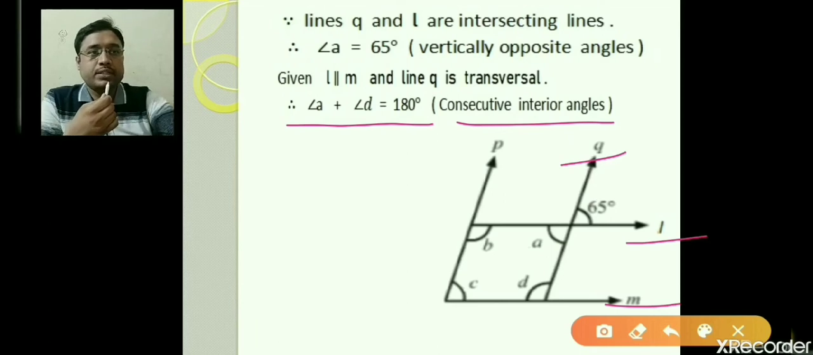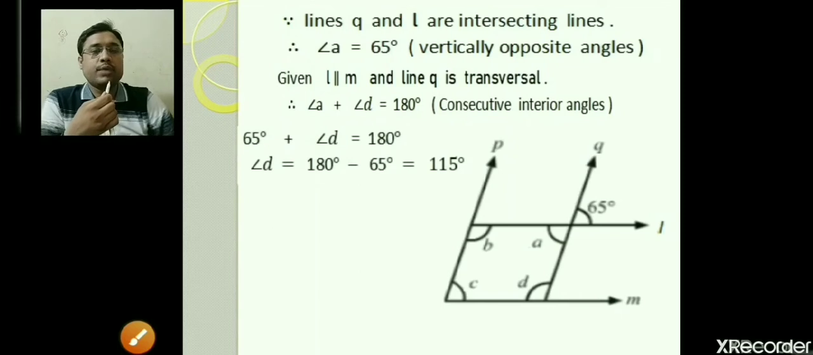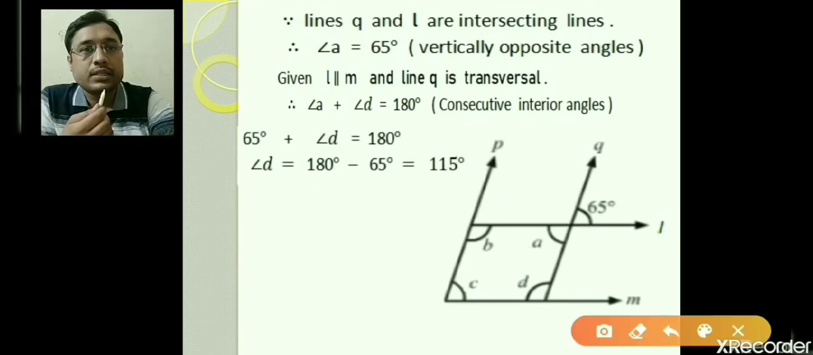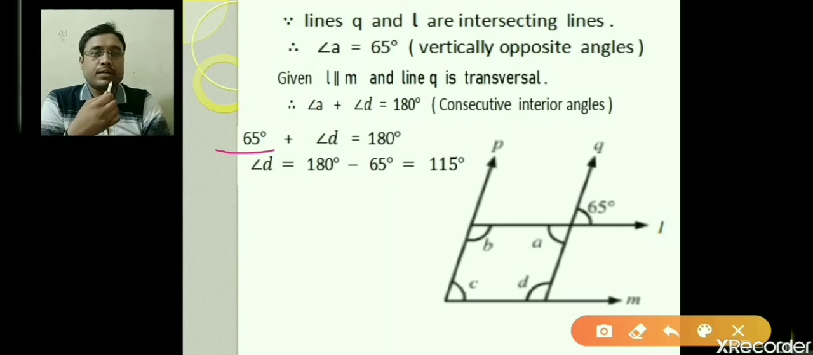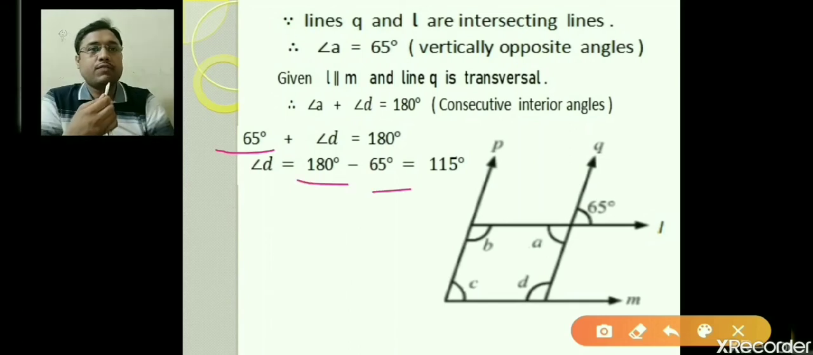So A plus D is 180 degrees, and just now we have got A equals 65 degrees by vertical opposite angles. Then you take the value of A to the right side, so 65 plus D is 180, then D equals 180 minus 65. Solving the equation, angle D is 115 degrees.